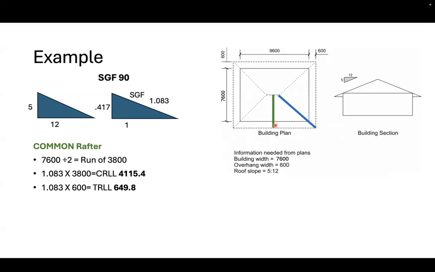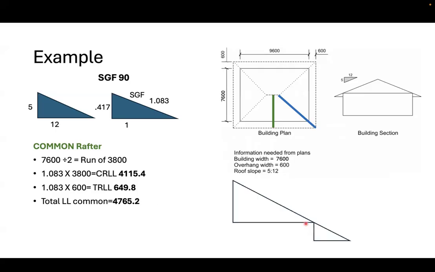And if you want to add the tail as well, we take our projection, 600 times our slope gain factor, 1.083, which gets us 649.8. And then we add the two together to get 4765.2. Once you get the gist of the base 1, it's actually quite straightforward. All we ever need is our slope gain factor and to find out the run of a rafter.